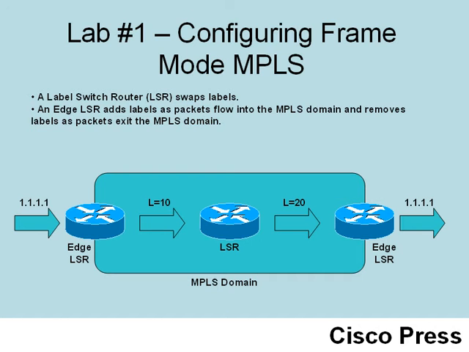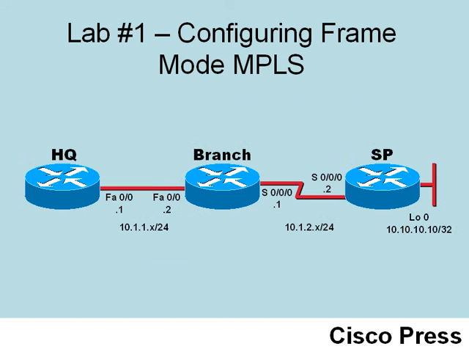Let's take a look at the topology we're going to be working with in this lab. We are going to be configuring two routers, the HQ, the headquarters router, and the branch router. The SP, the service provider router, has already been configured for us. And in this lab, we are saying that our network has become an extension of our service provider's MPLS network. In other words, what we will want to do is to configure frame mode MPLS on our routers.